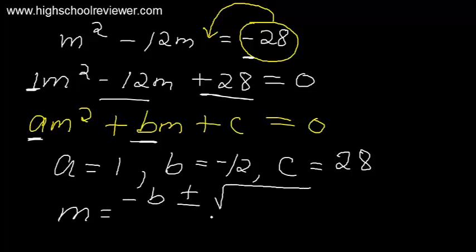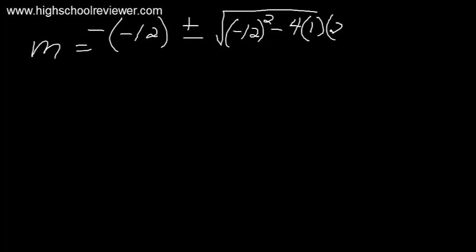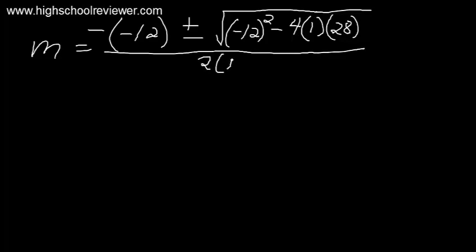So our quadratic formula now will be m equals negative b plus minus the square root of b squared minus 4ac all over 2a. So our m here will be equal to negative, and our b is negative 12 plus minus the square root of negative 12 raised to the power of 2 minus 4 multiplied by a, which is 1, multiplied by positive 28, which is c. And then divide this by 2 multiplied by 1.